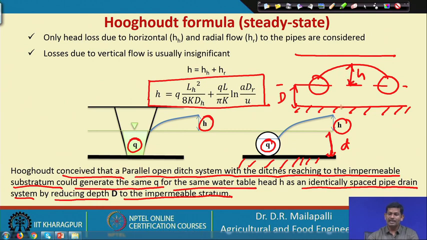Okay. So, the pipe drainage system can be converted into an open ditch system by putting this drain, by assuming that this pipe drain is exactly sitting at the impervious surface. And then h won't change and q won't change for the same h and q. So, how is it possible?